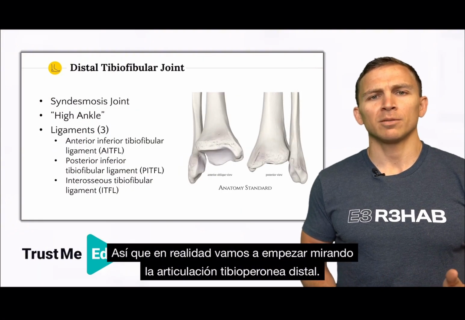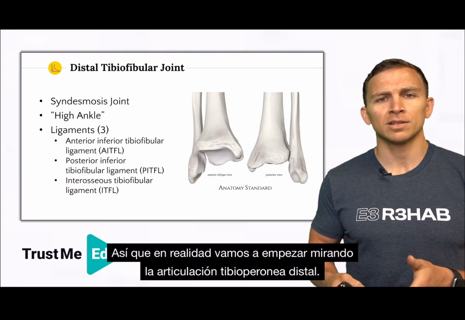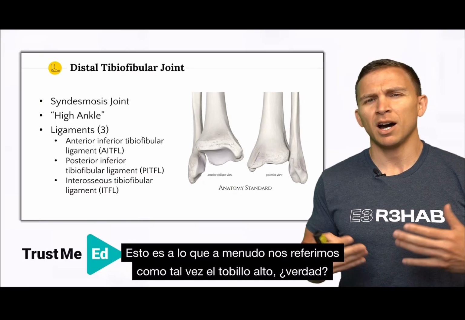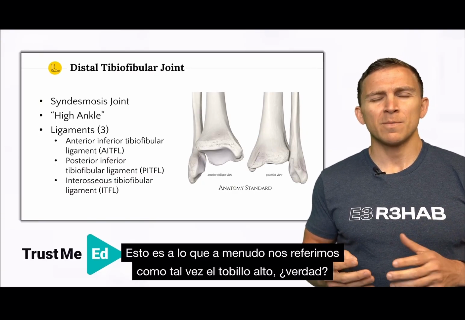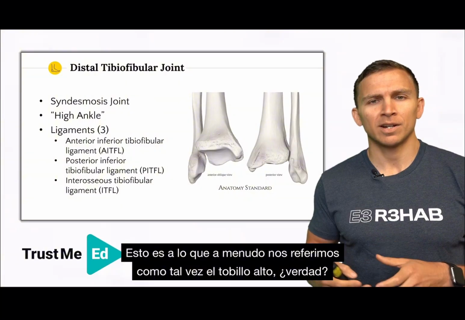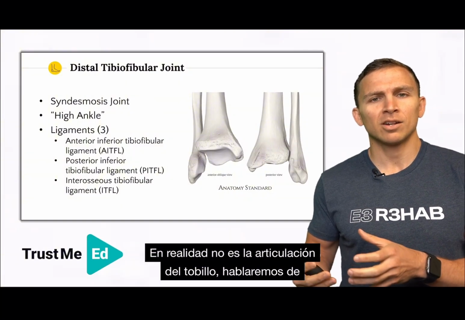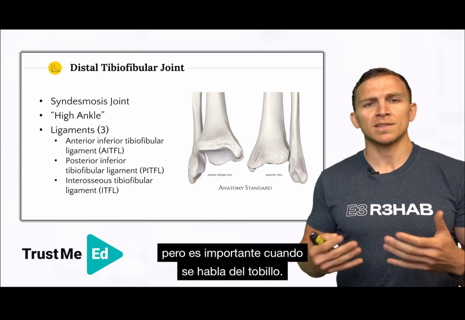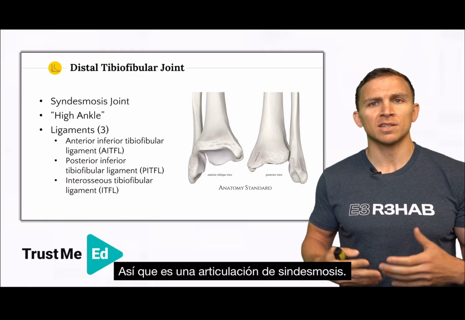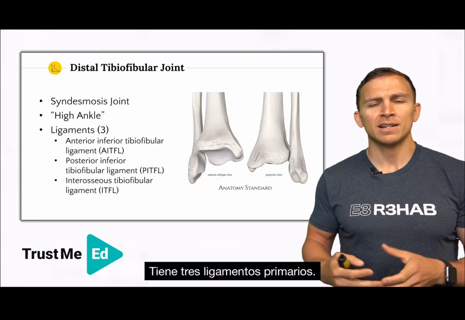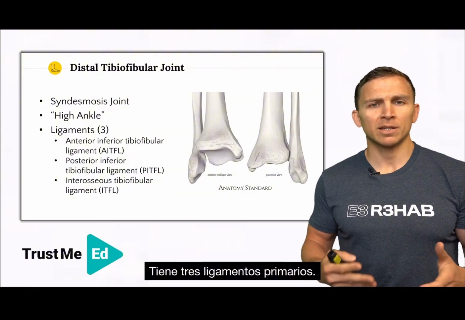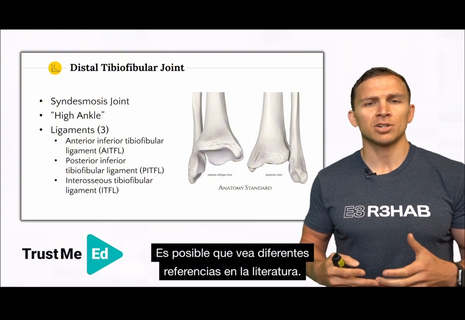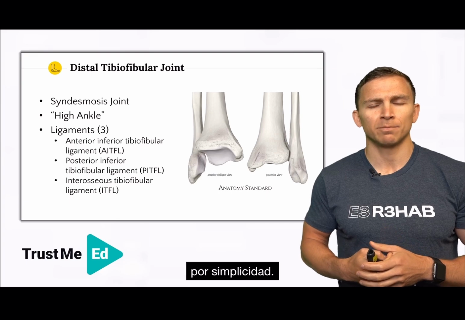So we're actually going to start by looking at the distal tibiofibular joint. This is what we often refer to as maybe the high ankle, right? It's not actually the ankle joint. We'll talk about that, the talocrural joint, but it's important when discussing the ankle. So it's a syndesmosis joint. It has 3 primary ligaments. You might see different references in the literature. This is how I'm going to describe them for simplicity.